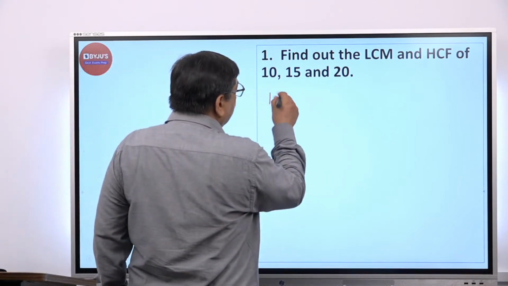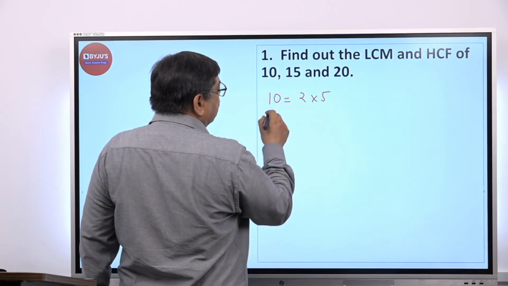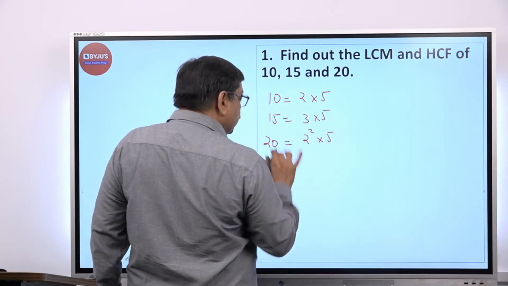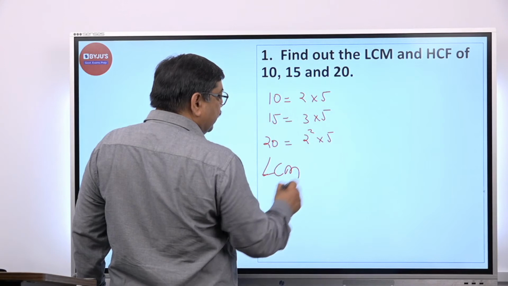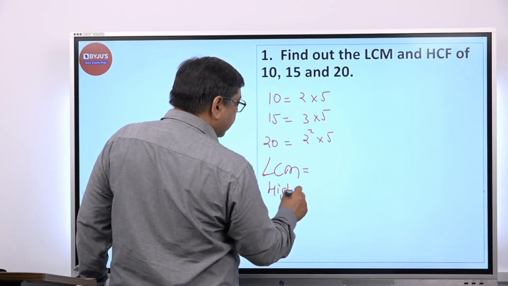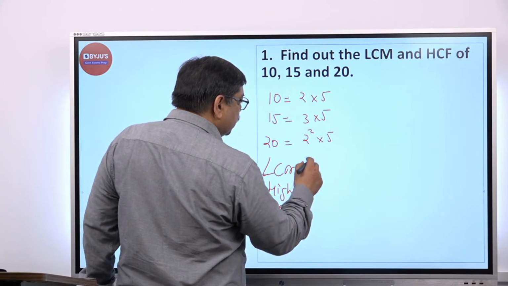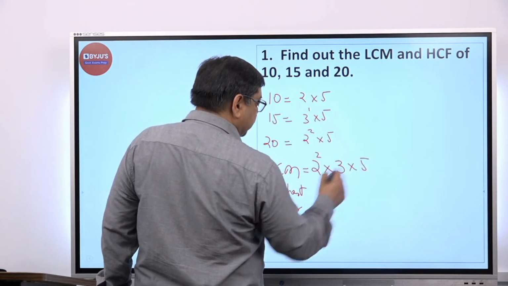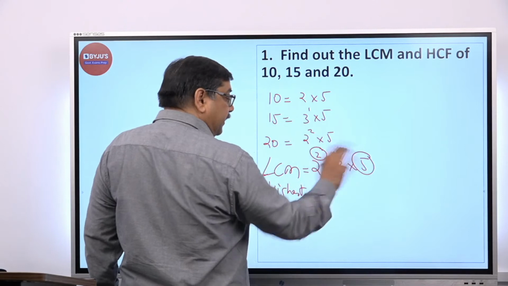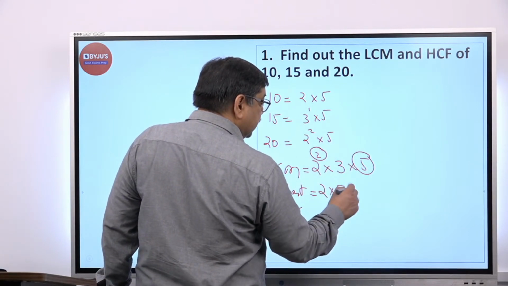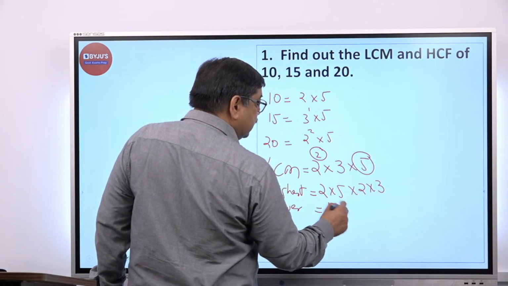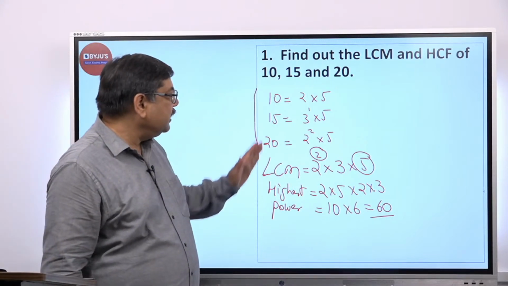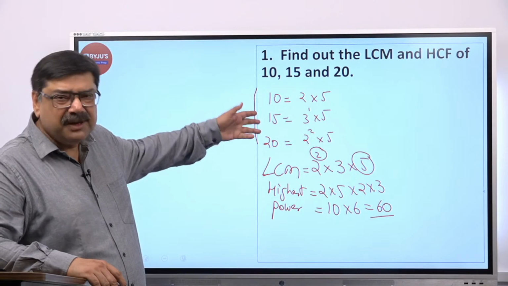But if at all you want to elongate it, then 10 is 2 into 5, 15 is 3 into 5, and 20 is 2 square into 5. When we take LCM, we always take the highest power. So highest power of 2 is 2 square, highest power of 3 is 3, highest power of 5 is 5. So 2 into 5 and then 2 into 3, so this is 10 into 6. You get a 60. But that table wala process that I told you for such close numbers is much easier actually.